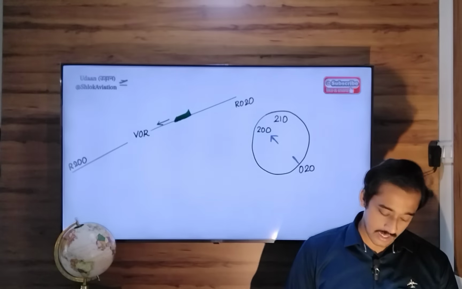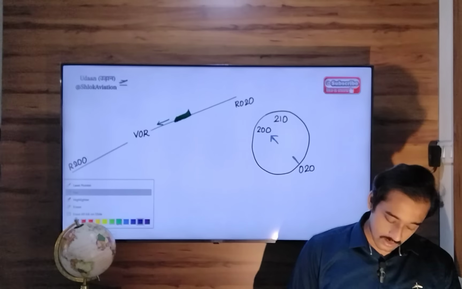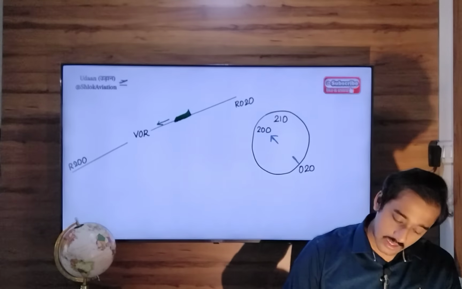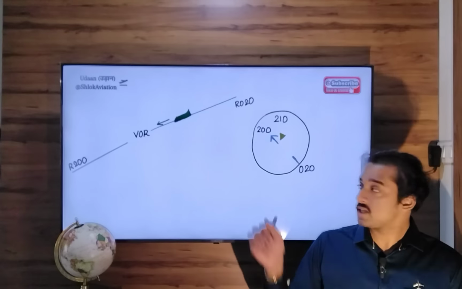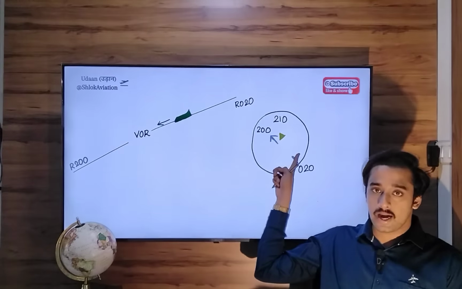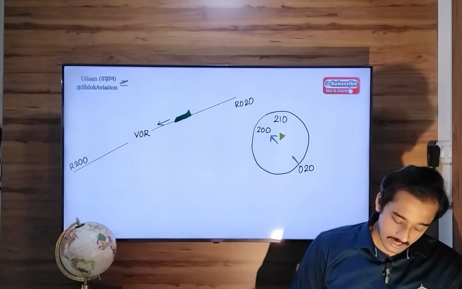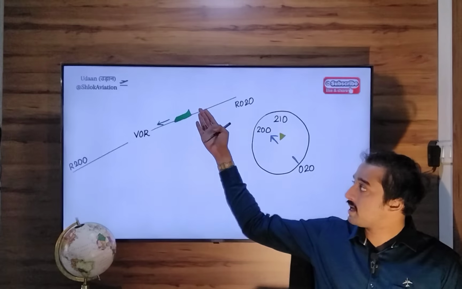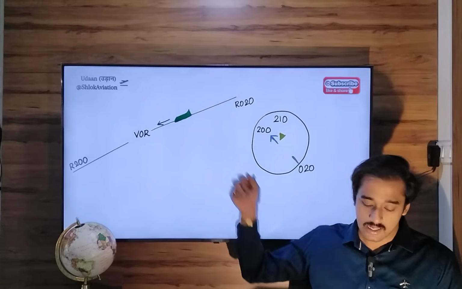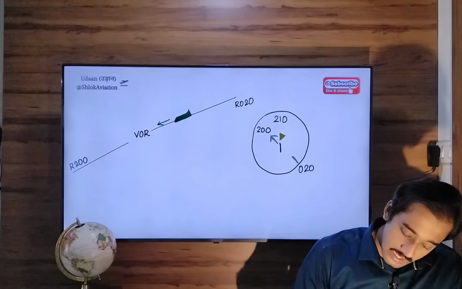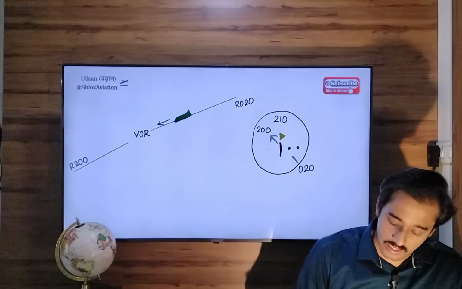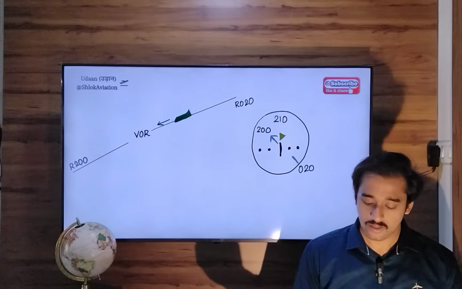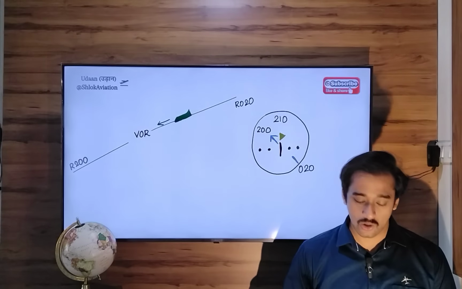Now the TO/FROM indication is TO, so the triangle will be on the top. If it is a FROM indication, this triangle will be behind. And if the aircraft is correctly established on the radial and flying on the center line of it, the CDI indication will remain in the center. So the aircraft should be on radial 020.